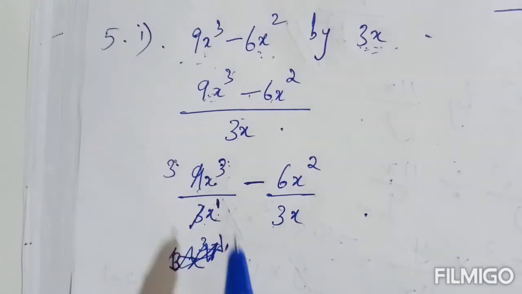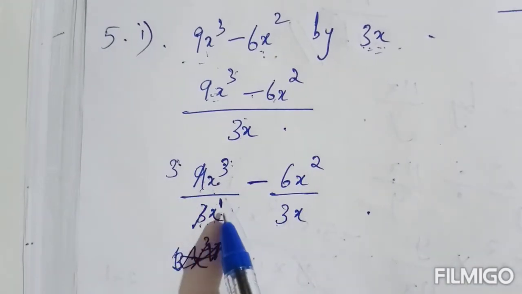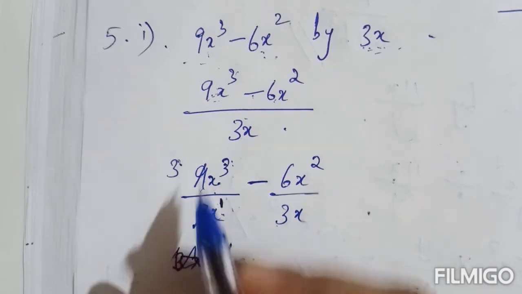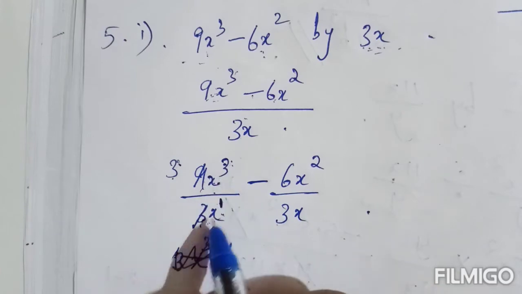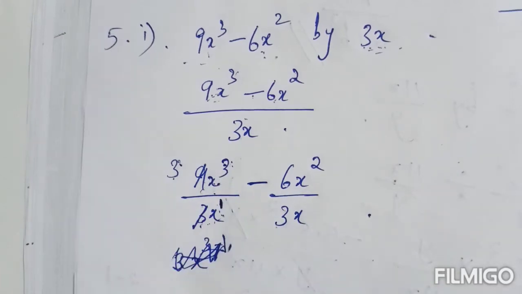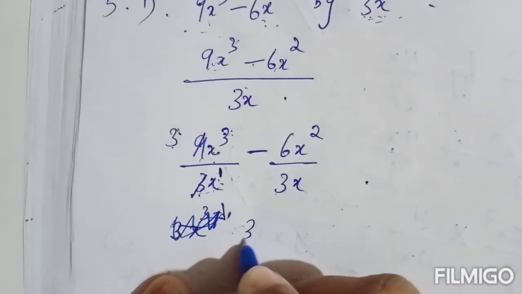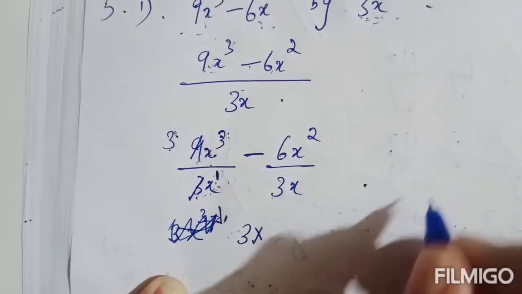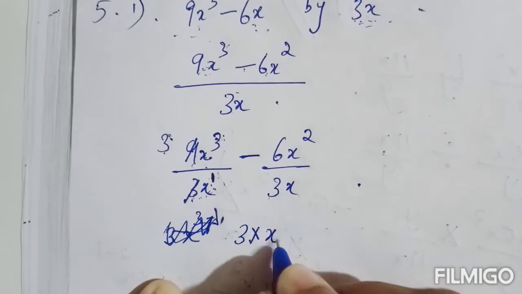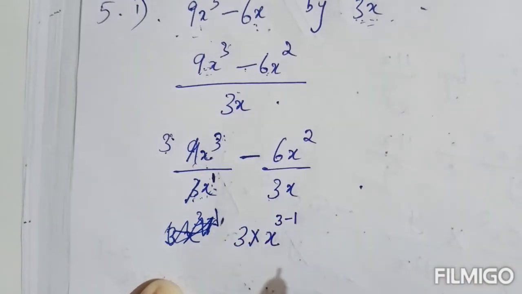Okay. Now we can divide 9x cube by 3x raised to 1. 3x we can write as 3x raised to 1. 9 by 3 is 3, and x cube by x raised to 1, we can use the quotient law. So 3 into x cube by x raised to 1. On applying quotient law, it is x raised to 3 minus 1.